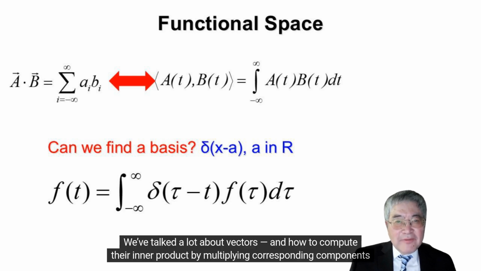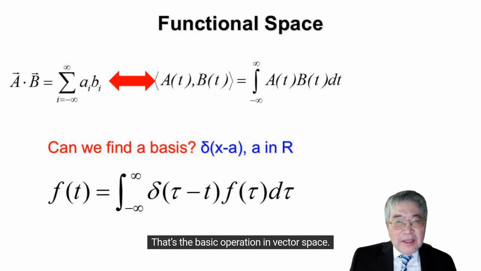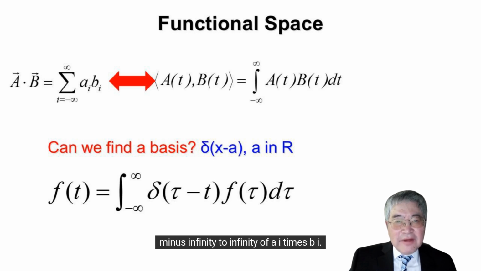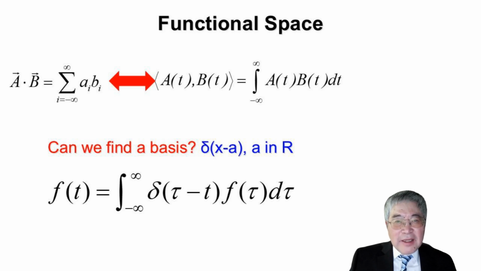We've talked a lot about vectors and how to compute their inner product by multiplying corresponding components and then adding them up. That's the basic operation in vector space. Mathematically, for vectors a and b, the inner product is written as a dot b equals the sum from i equals minus infinity to infinity of a_i times b_i.